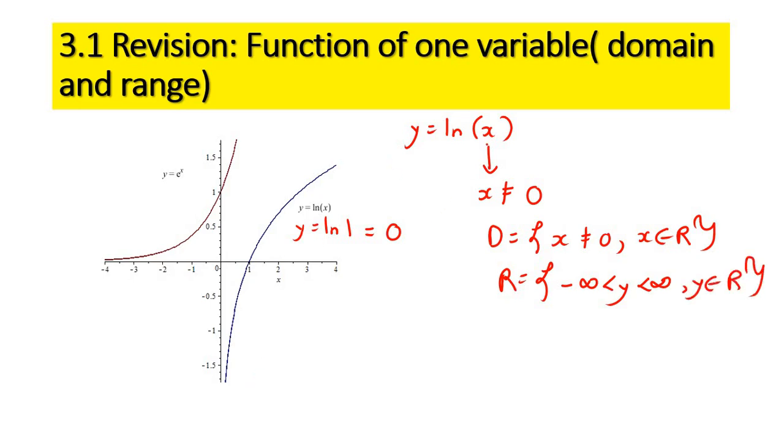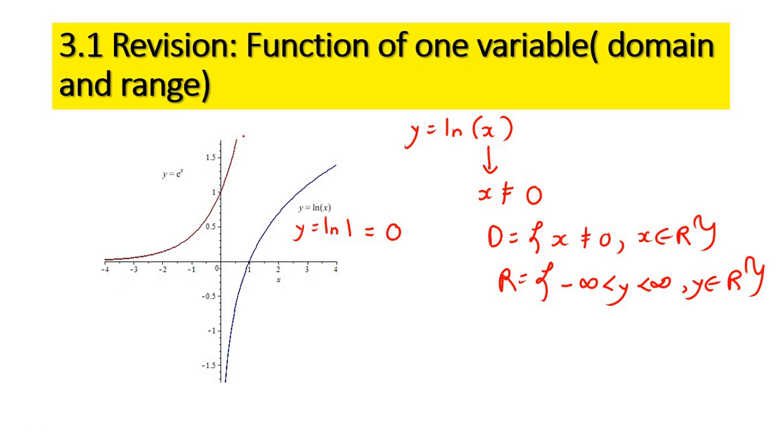This is a ln graph. So this is a simple ln graph. When you see a logarithmic function in functions of two variables later on, you will always set whatever is inside the ln to not be equal to 0.